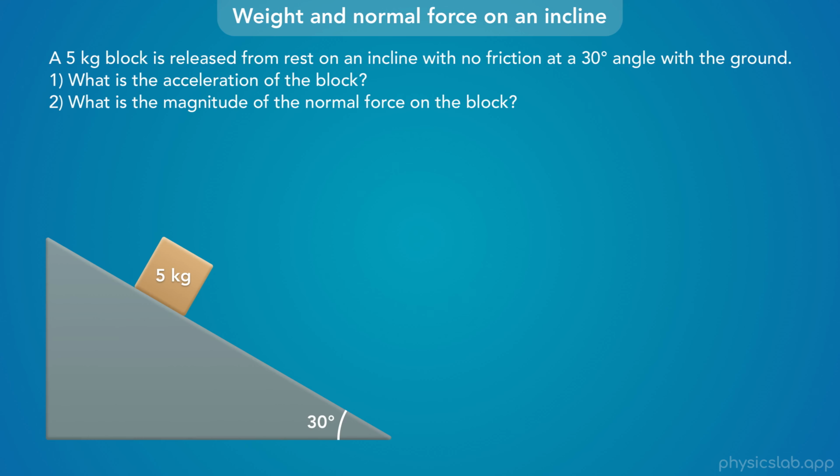Let's use this example to explore the forces and the motion of an object on an incline. A 5 kilogram block is released from rest on an incline with no friction that is at a 30-degree angle with the ground. What is the acceleration of the block? And what is the magnitude of the normal force on the block?